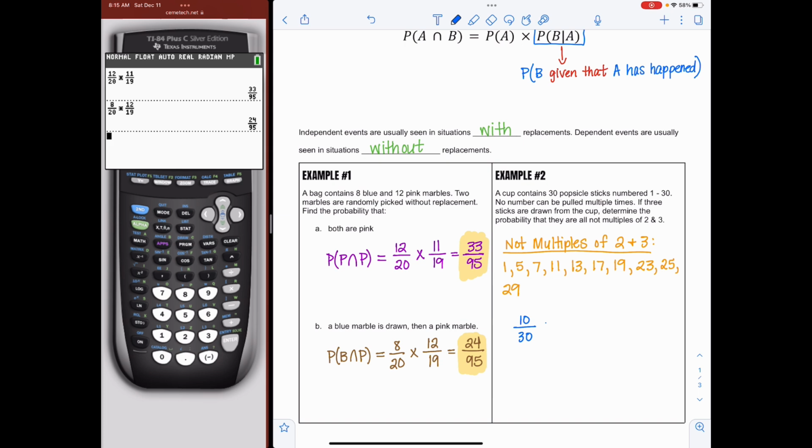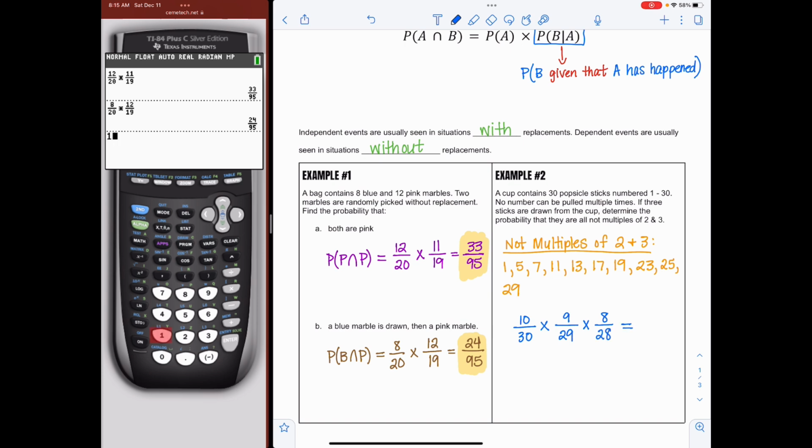So then times, then it's going to be 9 out of 29, because remember, the number that I pick I cannot replace, so it's going to bring my totals down, times 8 out of 28.